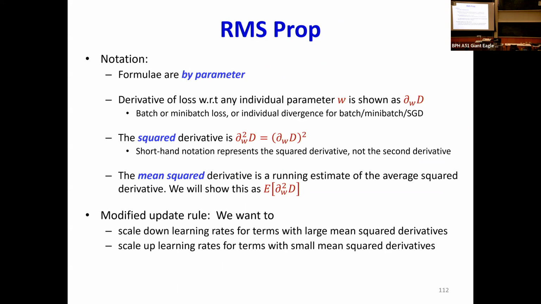RMS prop focuses on the learning rate, not on the gradient. In RMS prop, you look at the second moment of the derivative independently for each direction, for each component. I have some notation over here. For the square of the derivative, I'm going to write partial squared d, where d stands for divergence. This is not the second derivative, it's the square of the derivative, just to be clear. I'm simplifying notation. The mean squared derivative is the expected value of the partial squared, which is the expected value of the square of the derivative. This is the mean squared value. If you took the square root of it, it would be the root mean squared value. And in directions where you had a lot of oscillation, you'd expect this to be large.